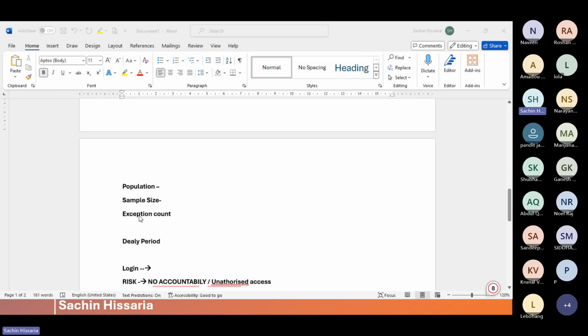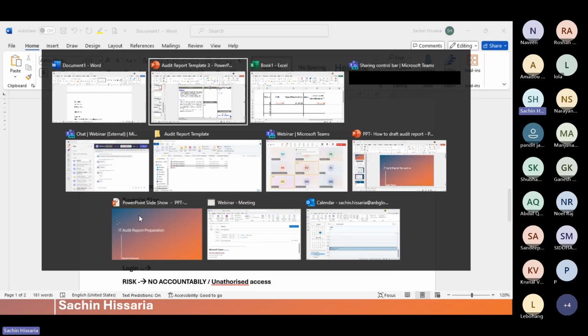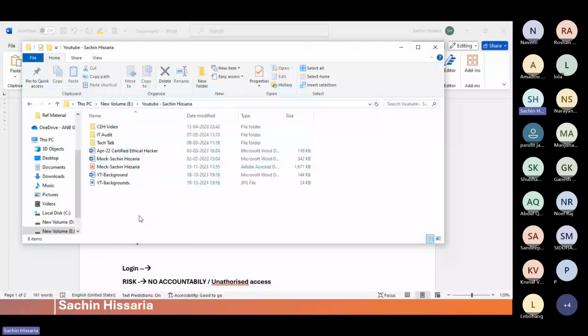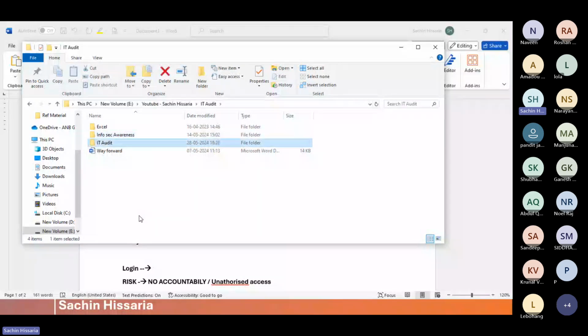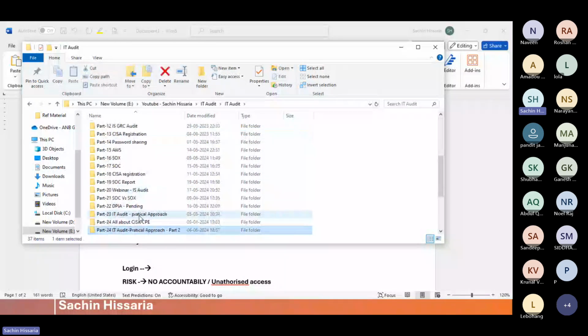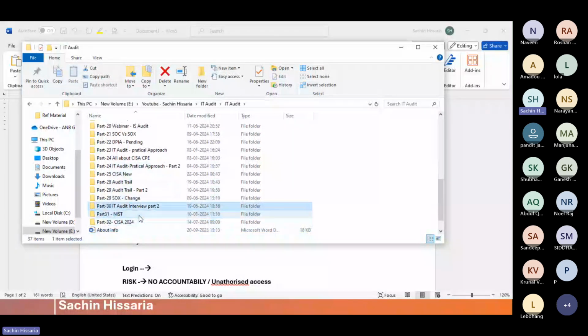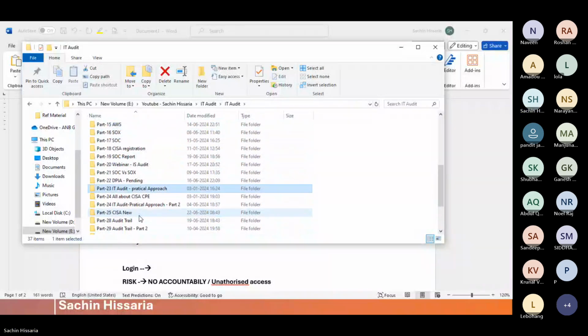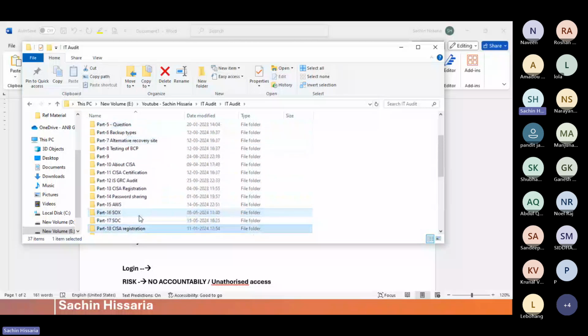Let me give you one more example that will also definitely help you in terms of writing the observations. I'm giving you this from the practical perspective. We were doing an audit for one of the clients, and during that we noted one finding. So I will just show you that finding. Where is that PPT? Just give me a minute.